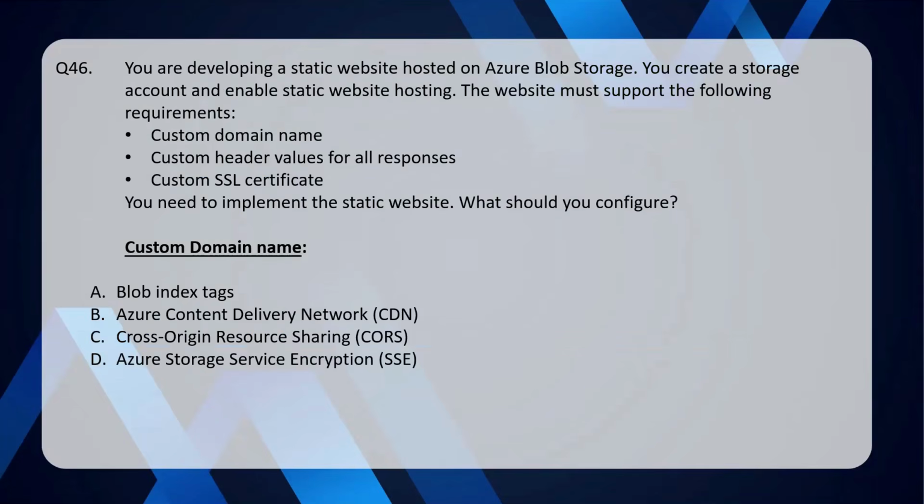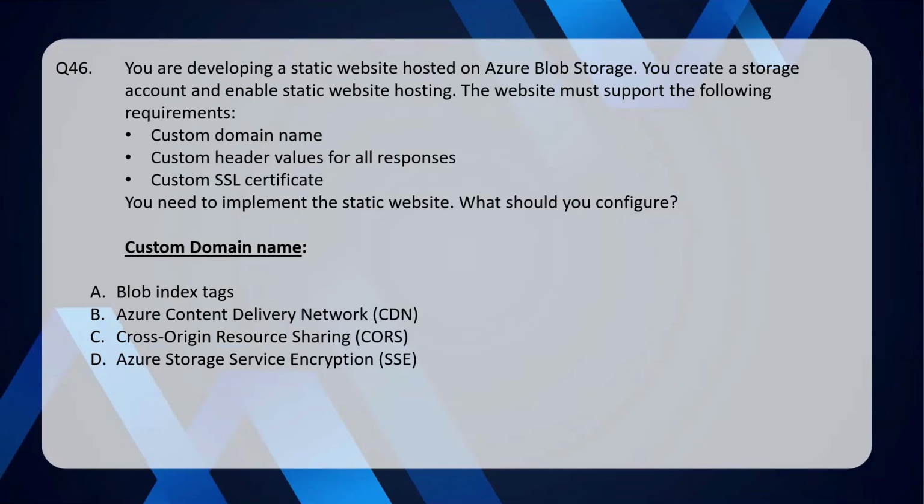Next question. You are developing a static website hosted on Azure Blob Storage. You create a storage account and enable static website hosting. The website must support the following requirements: custom domain name, custom header values for all responses, custom SSL certificate. You need to implement the static website. What should you configure? The first part of the question is talking about custom domain name. And your options are Blob Index Tags, Azure Content Delivery Network, Cross-Origin Resource Sharing, Azure Storage Service Encryption.